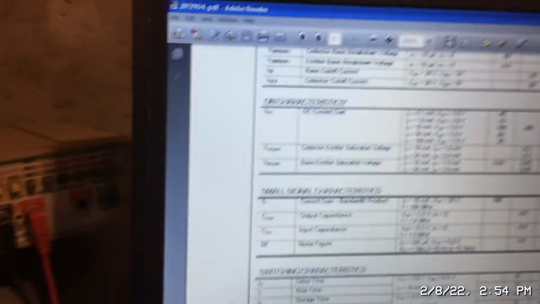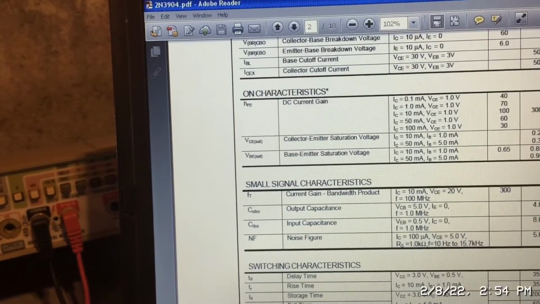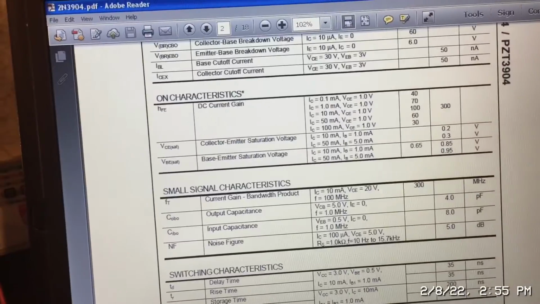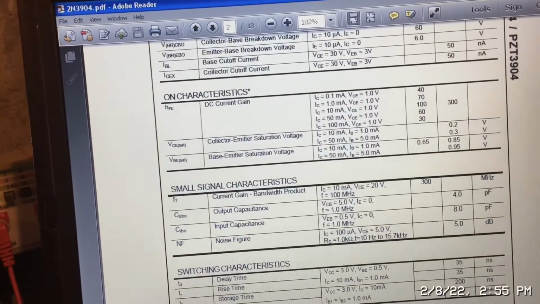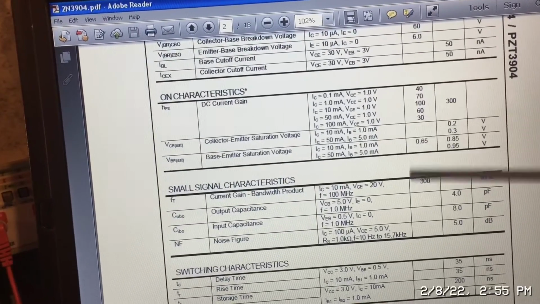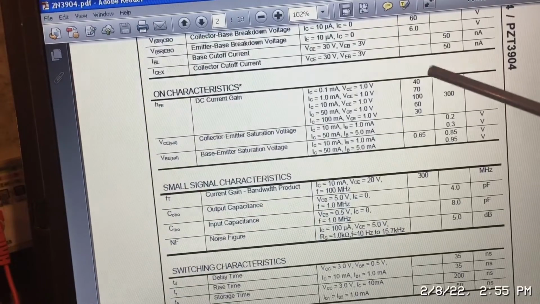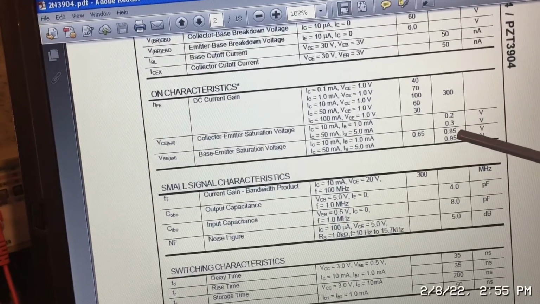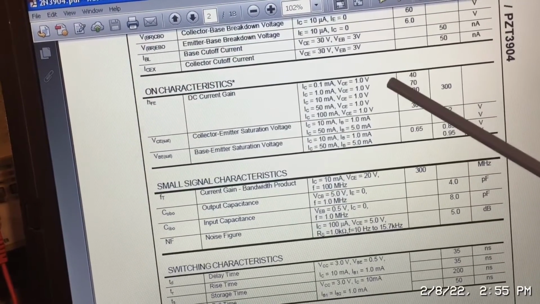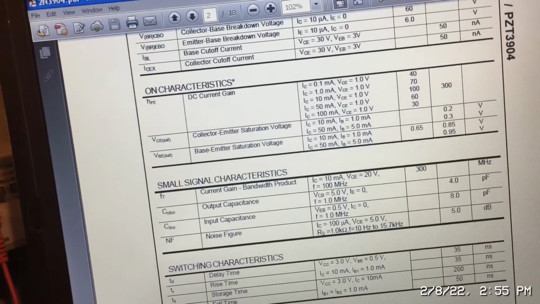Okay, so here we have the specification, and here is our HFE or DC gain, which we also call beta. And we can take a look at these different conditions. We can measure under these exact conditions, or I can measure and then approximate in between these conditions. But what you see here is the minimum value is in this column, and this is the typical value. They don't even give you a maximum value. Okay, so the condition that I'm closest to, or in between, is right here. So that can be anywhere between 100 and 300.